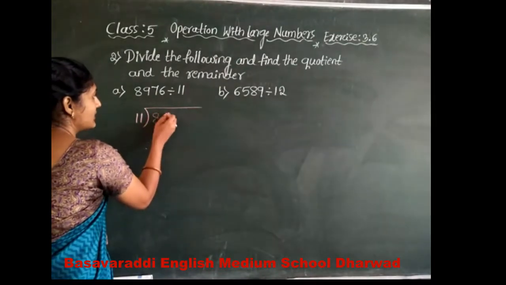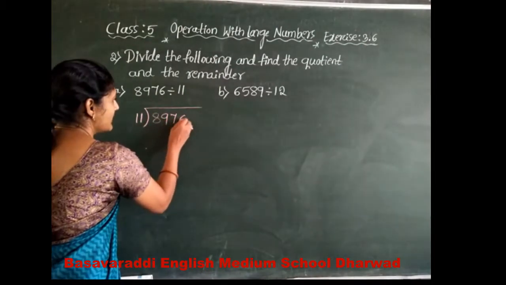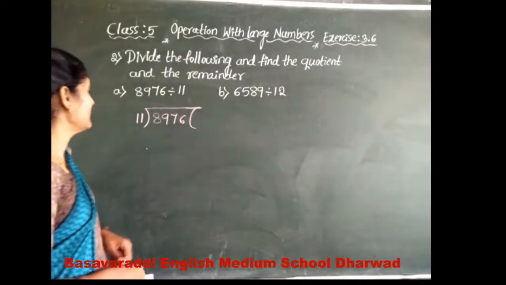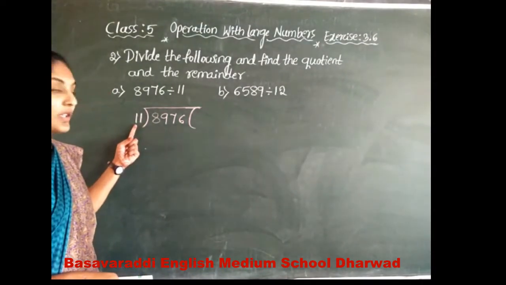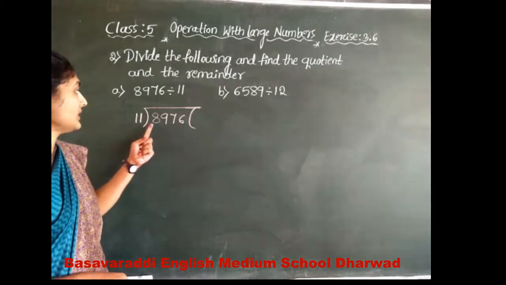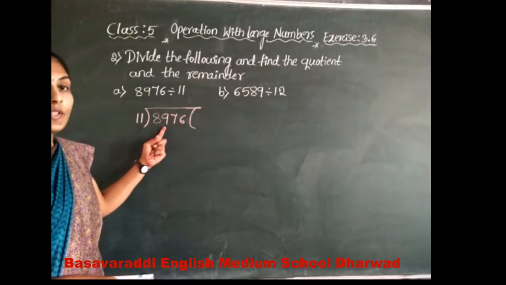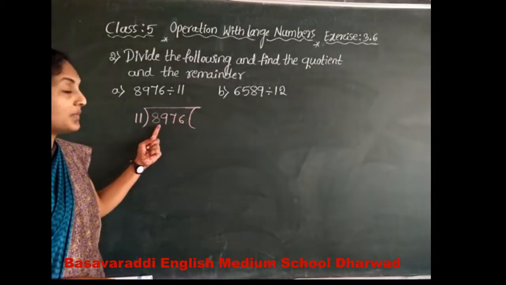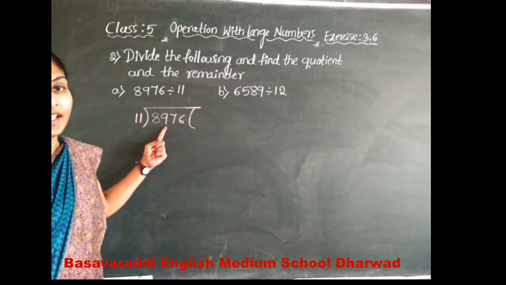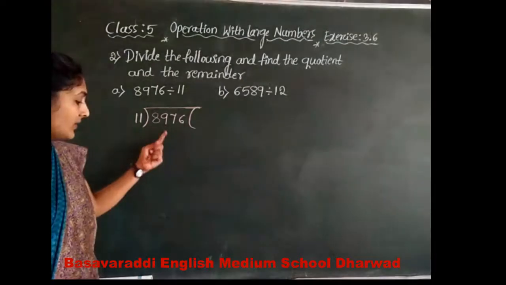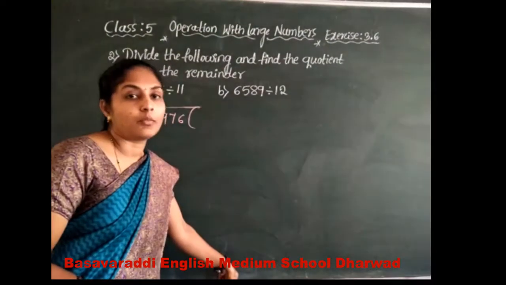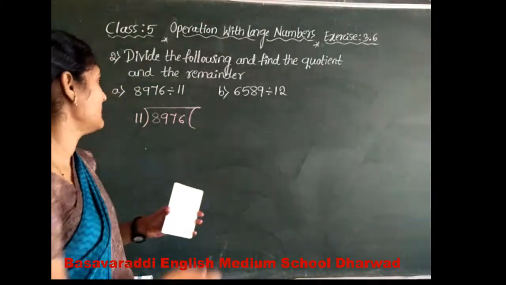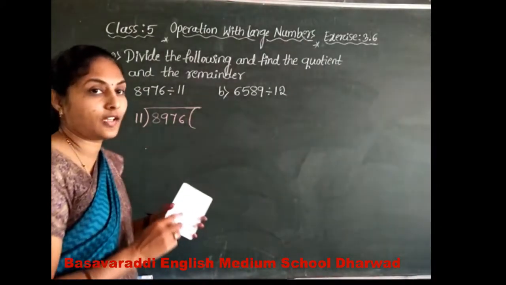Write 8976 in the dividend part. Here, for the ones and tens place, we have to take two places: the thousands place and the hundreds place. Club the numbers there, and it becomes 89. In the 11 table, is there 89 or not? We have to check that.